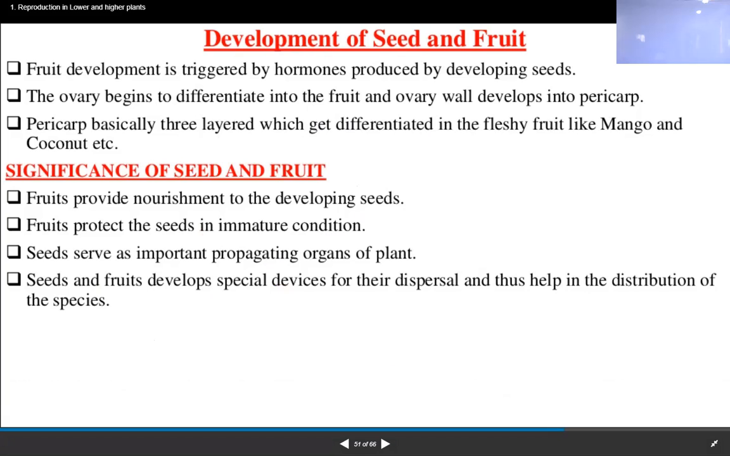To propagate, like we say production, reproduction, of organs of the plant. Seeds and fruits develop special devices for their dispersal, and they help in the survival of the species also. Like seed banks: earlier these plants were available, but now they are not available in the modern age. So you will come to know different species were there, with the help of a seed bank, if you preserve the seed. Understood?